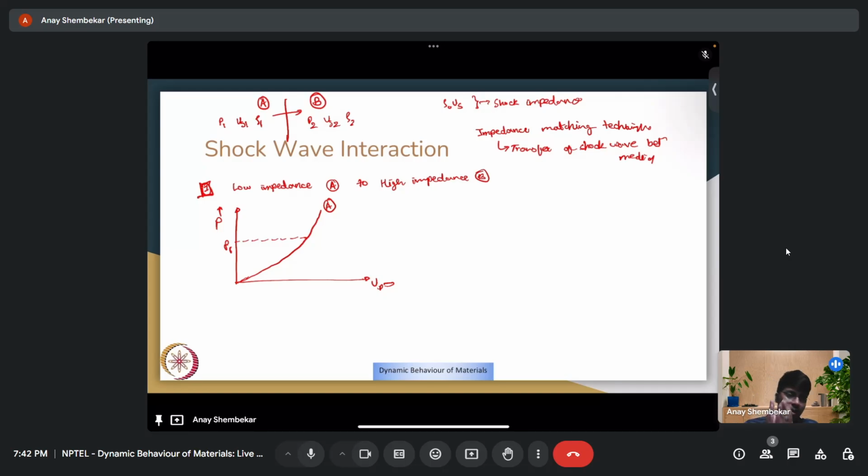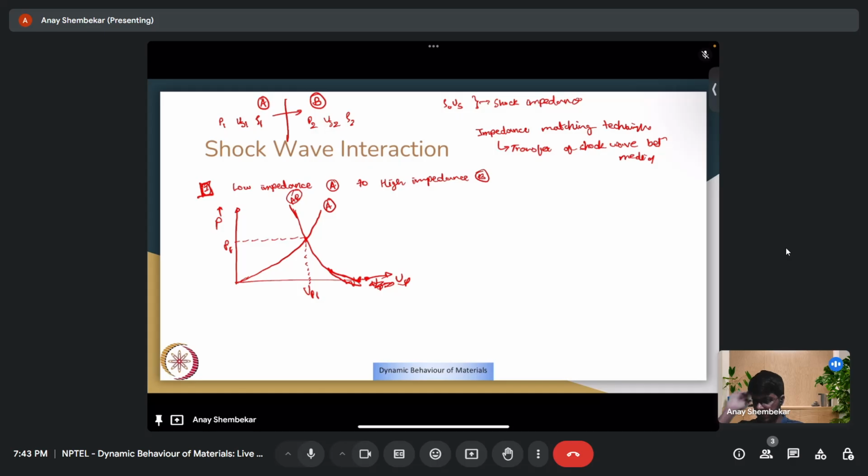In case you have impact between projectile and target of the same materials, we have seen that at the point of contact, the particle velocity is equal to half of the impacting projectile velocity. So by that reasoning, we draw the reflected curve around this point. This is UP1. This is A reflected.